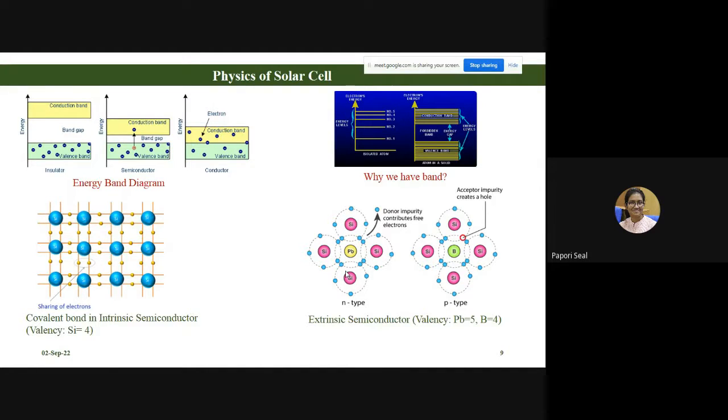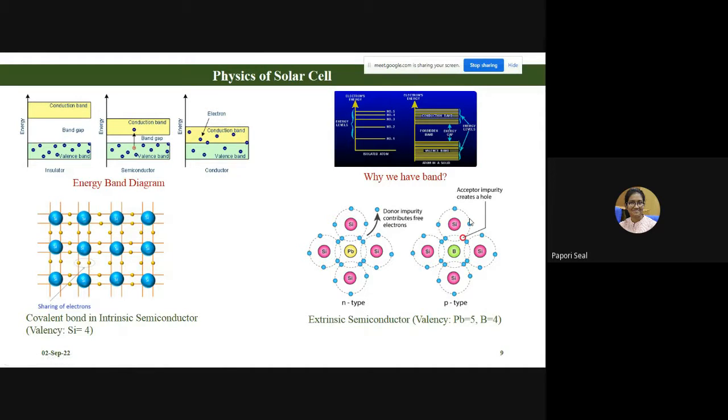In the other case, here B means boron, it has 3 valence electrons, but then silicon needs how many? 4 valence electrons. So there is one empty space. This empty space is called holes, and this obviously excess electron is called electrons only. So this lead is actually providing you excess of electrons, and this B is providing you excess of holes.